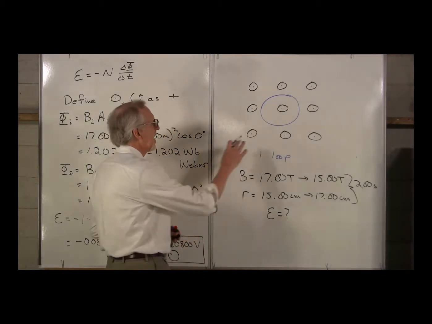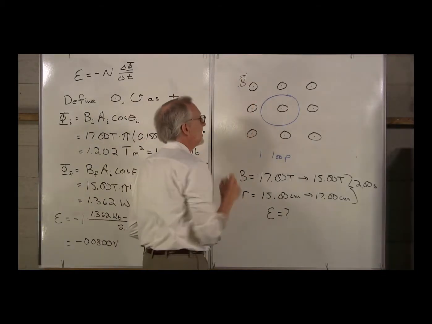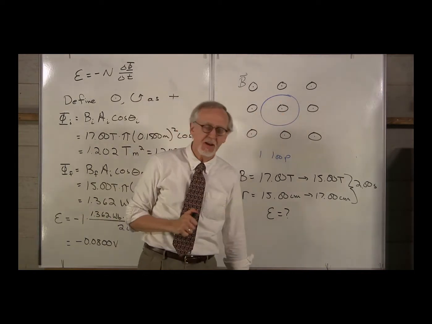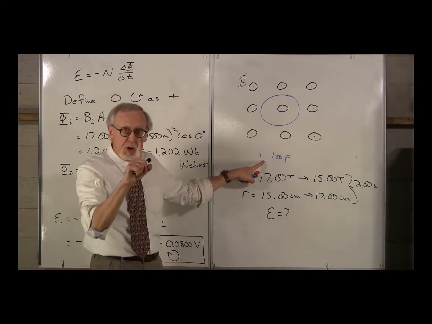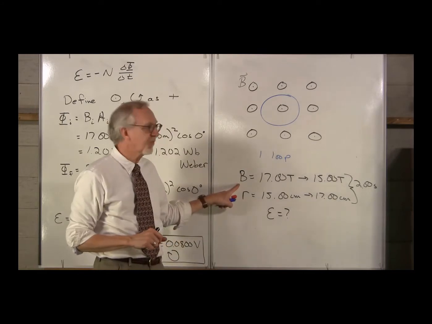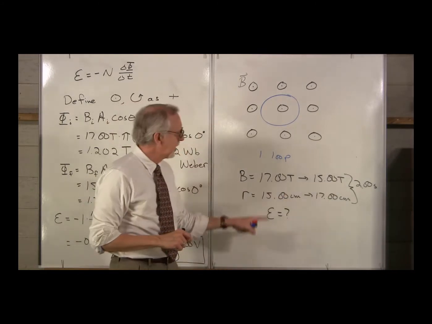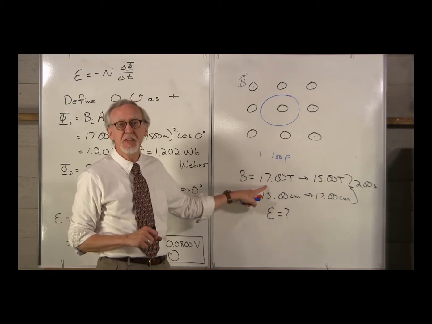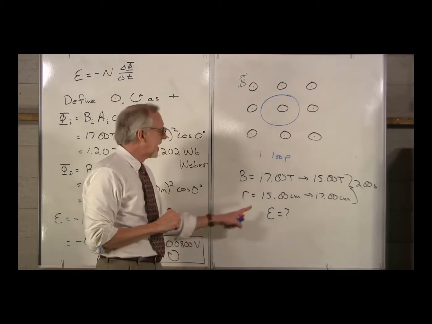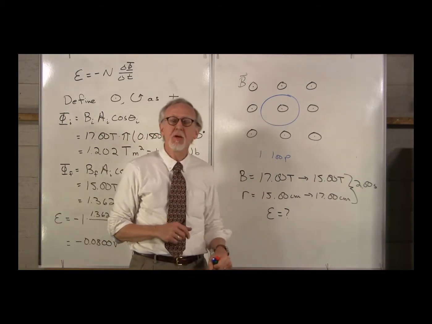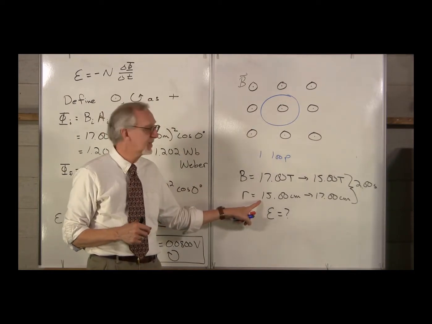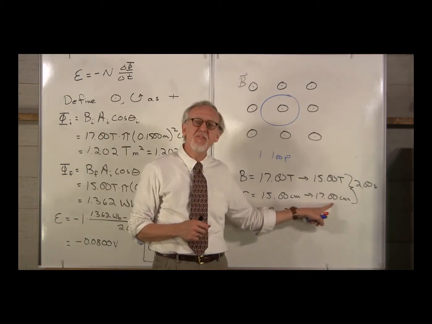Let's imagine that we have a magnetic field pointing out of the board with a circular loop in the magnetic field. But we've only got one loop, so we don't have to worry about multiple loops. Let's imagine the magnetic field is decreasing. It goes from an initial value of 17 Tesla to a final value of 15 Tesla. While at the same time, the radius of the loop is getting bigger, so the loop is expanding, going from a radius of 15 centimeters to a radius of 17 centimeters.